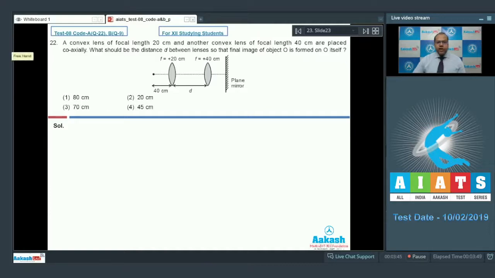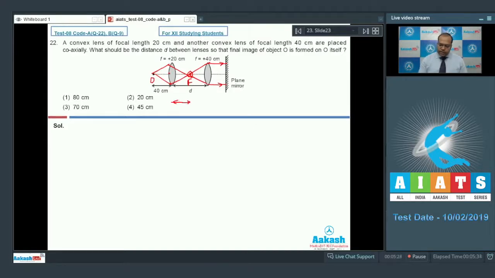In order to have the final image formed on the object O itself, it means the rays after refraction from the second lens must fall normally on the plane mirror. So the image formed by the first lens must be at the focus of the second lens. Suppose this is the situation, this is the focus point of second lens, then after reflection from the plane mirror, the ray will follow its path and the image will form on the object itself. So I have to find out where the image is formed from the first lens.